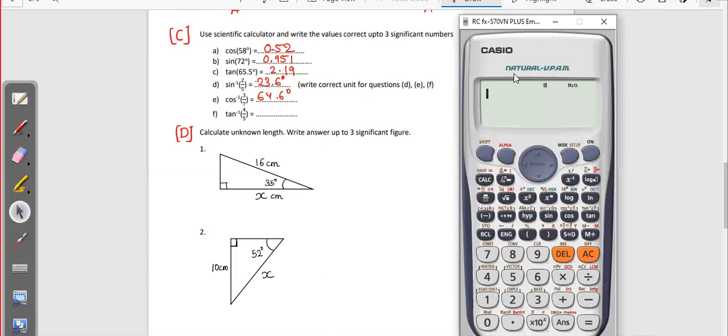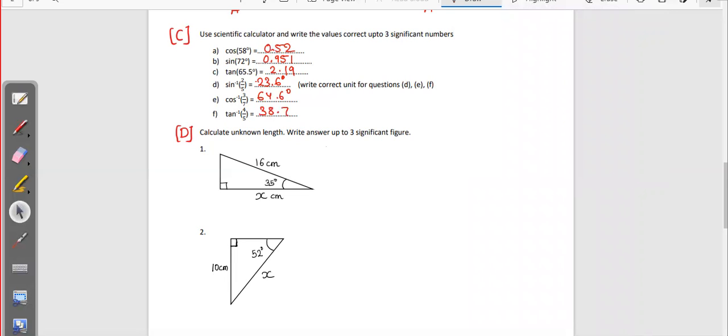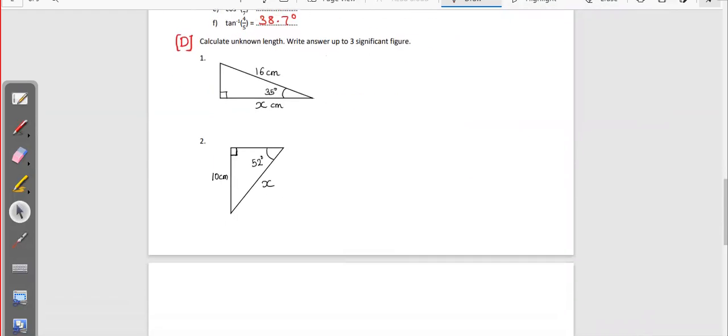Okay, and the last question, let us find out tan inverse. Again, click on the shift button and then the tan button, so it will give you tan inverse. Then 4 divided by 5, close the bracket, and you are going to get the answer 38.6598. But we will round off this number up to 3 significant figures, so it will become 38.7 degrees. Okay, we are done with section C, and now section D.